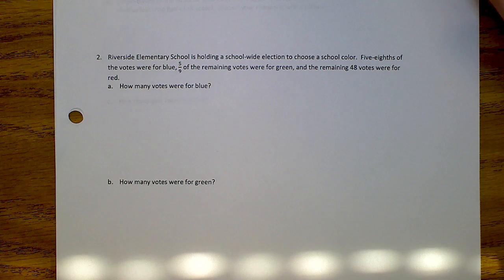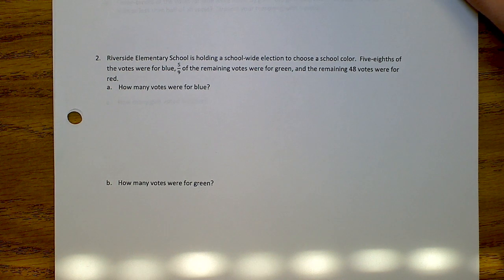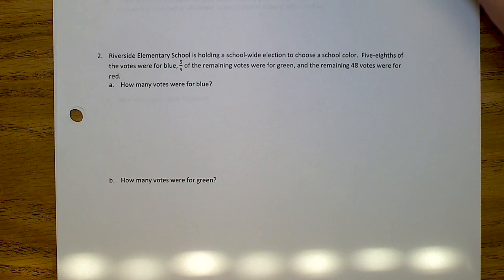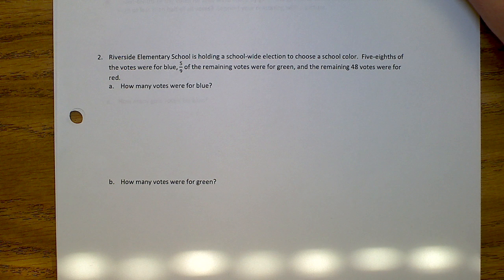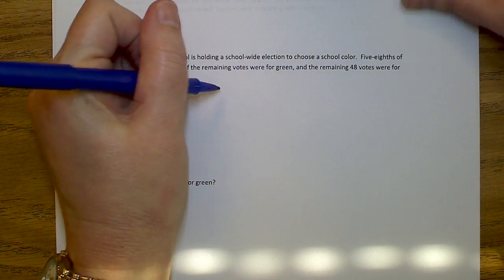We know that we had 48 votes left over out of how many? What were the 48 votes remaining from? Green. Okay, green, which was 5/9. So let's start backwards.